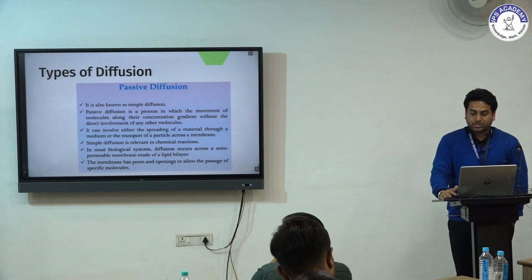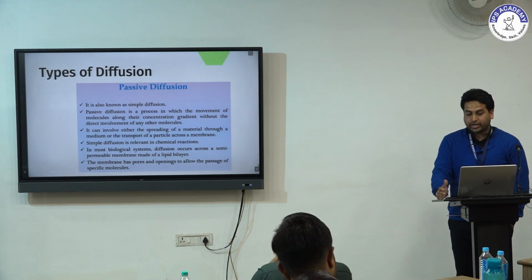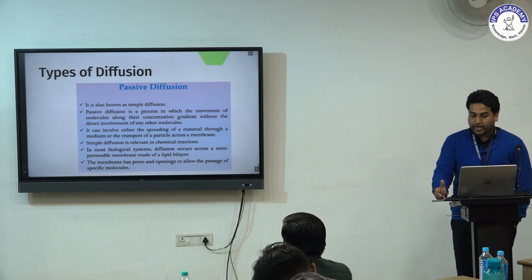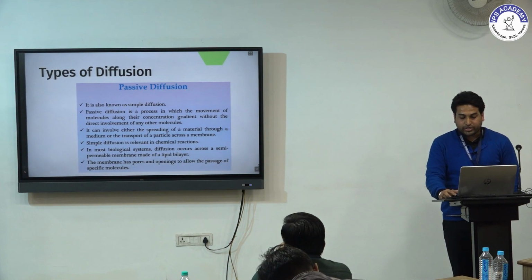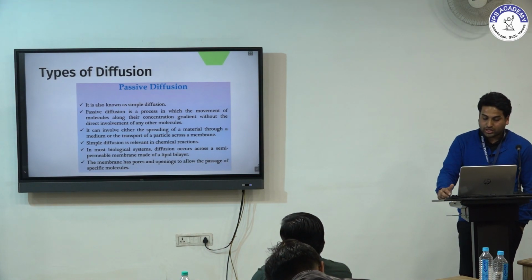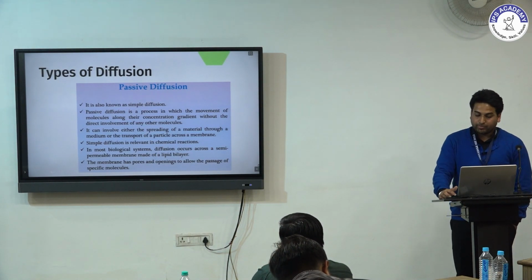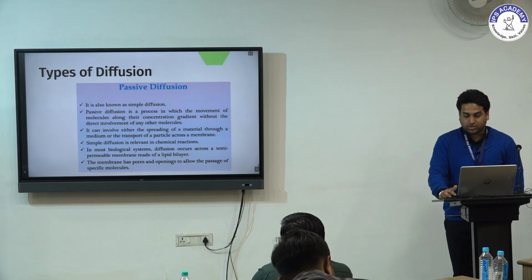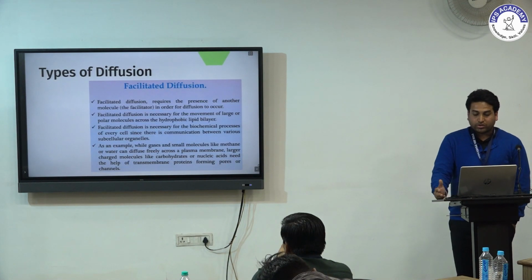Passive diffusion is a process in which molecules move along their concentration gradient without the direct involvement of any other molecules. It can involve either the spreading of material through a medium or the transport of particles across a membrane. Simple diffusion is relevant in chemical reactions, like in most biological systems, where diffusion occurs across a semi-permeable membrane made of lipid bilayers. The membrane has pores and openings to allow the passage of specific molecules. This is the basic detail of passive diffusion. So now the facilitated diffusion.